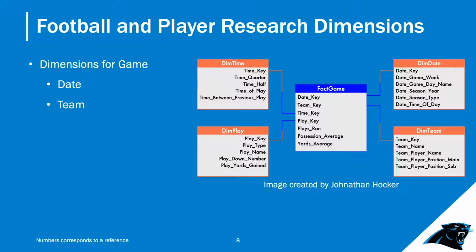The team table houses both the Panthers and the opposing team and the players associated. The play table covers fields that relate to each play that is run. The play type, such as run or pass, what down the play occurred, and the resulting yardage fall into this table. The last dimension table is for time, which encompasses the quarter, half, time taken to run the play, and how much time had passed between the last play before the snap. These all link to the game fact table through their keys, with measures generated to calculate total plays run, average possession times, and average yards, just to name a few.